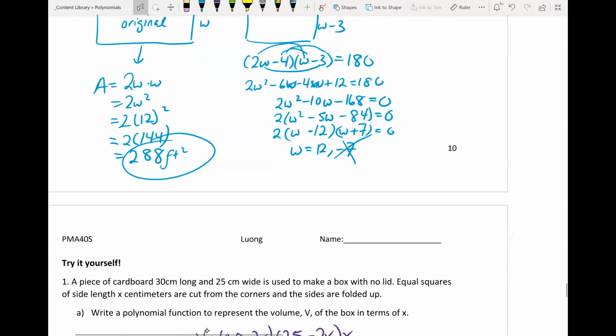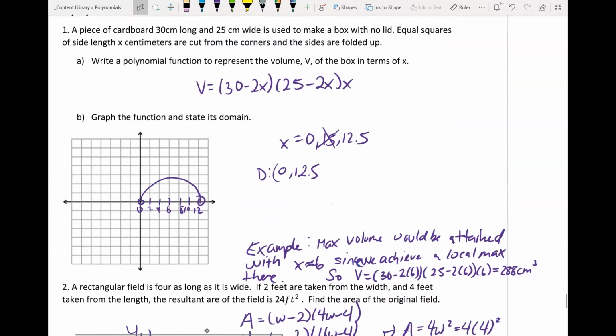Okay, so here's the solution to the try it yourself. This question is very similar to the first example, and it's the same diagram. You just need to change your numbers to 30 and 25 for your length and your width. And same thing, you're going to subtract a length of x on each side to get your new length.